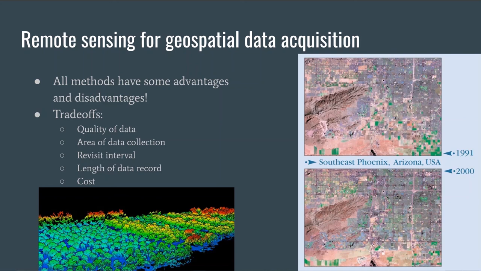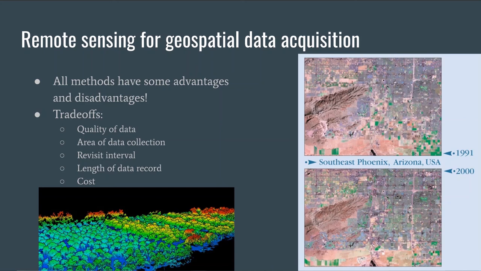An airplane or a satellite can certainly beat a drone in terms of how much data is collected in a day. Revisit interval is also pretty important. Some satellites, like those geostationary or geosynchronous satellites, can take continuous pictures of the Earth in a given spot, whereas a drone mission may require substantial setup and involvement each time you want to record data.